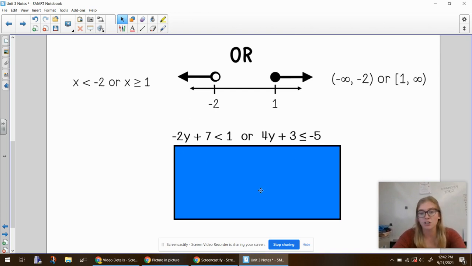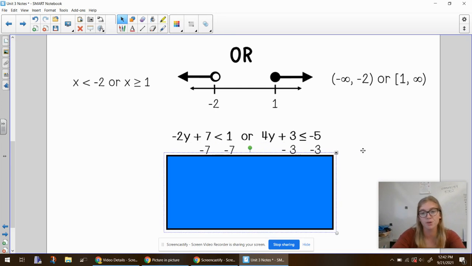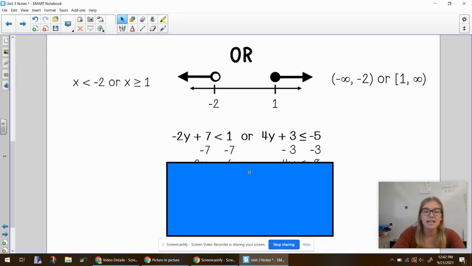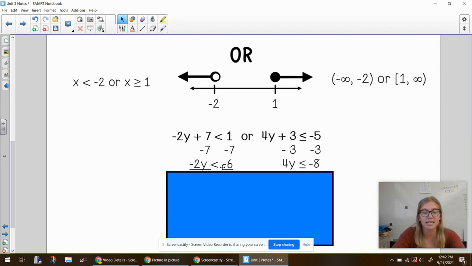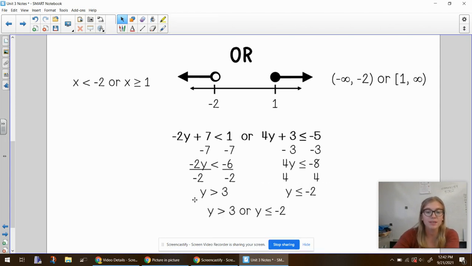Next, we've got our solving. Notice when we are solving with an or inequality, we have two inequalities next to each other and the word or in between. We are going to solve each of these by themselves. So the first thing we're going to do is subtract on both sides of the inequality symbol. In the first one, I'm subtracting 7 from both sides, and in the second, I'm subtracting 3 from both sides. Then I'm going to divide, so I'm dividing by negative 2 and dividing by 4. When I divide by a negative, I have to switch my inequality sign, which leaves me with y is greater than 3 and y is less than or equal to negative 2.